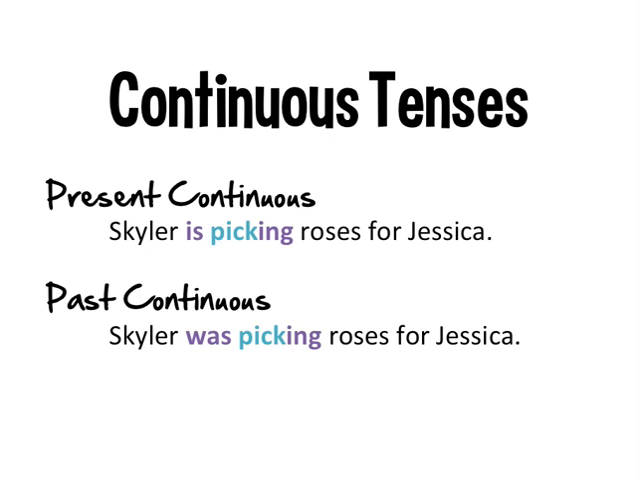Let's take a look at a couple more examples. For the present continuous, we have Skylar is picking roses for Jessica. So we have is. We notice the first verb is what gives us our past or present tense, and in this case, it is present. If we switch that one to past, then we would have Skylar was picking roses for Jessica. Was tells us that we are now in the past because it's the first helping verb, and it is past continuous because we have the form of be, and our new verb now ends with ing.